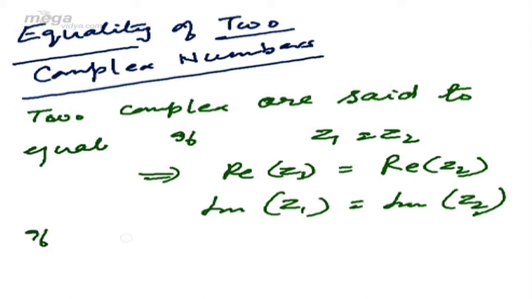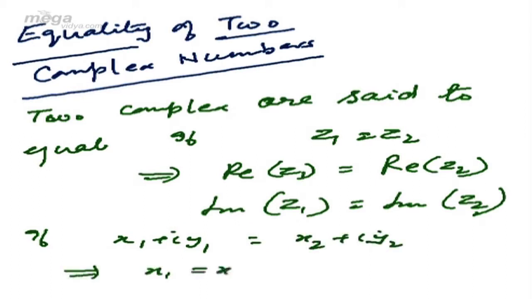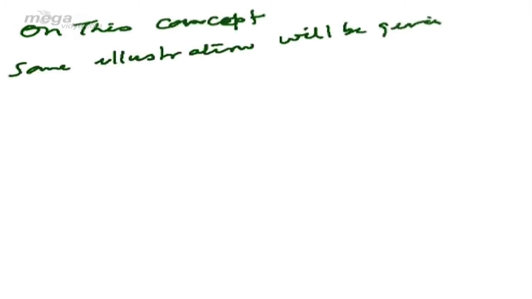That is, if x1 plus iy1 is equal to x2 plus iy2, that means x1 is equal to x2 and y1 is equal to y2. On this concept, some illustrations will be given.